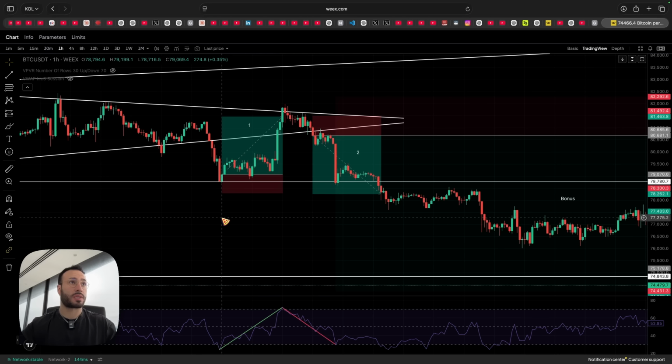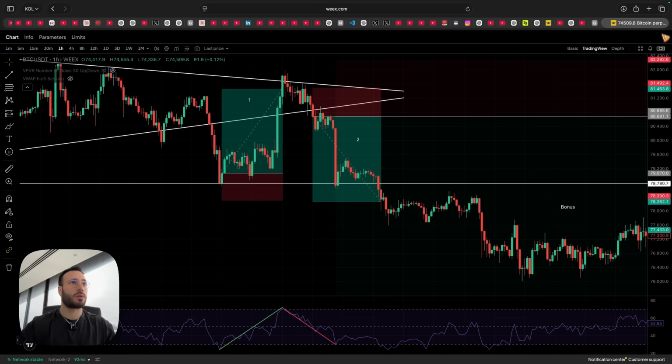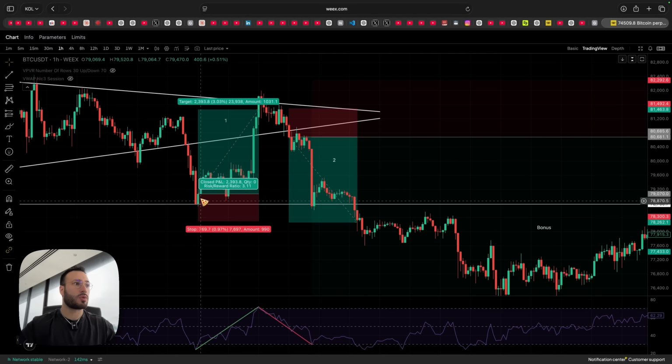Okay, let's approach the first case. The first thing I look at is the RSI. And right here, it has dropped below 30 into oversold territory, exactly at 24.55. That's my alert. Something is happening. So now let me look at the price. I zoom into the price action and here's what I see. Price has come all the way down to 78,800 approximately, which is a previous support level.